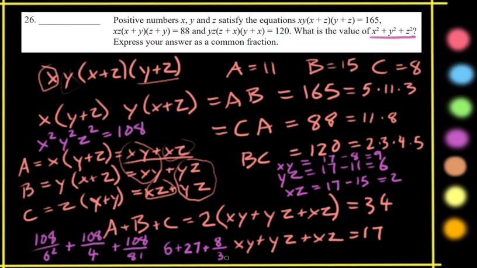33 plus 8/3. So 33 is 99 thirds, and then we add another 8/3. We get 107 thirds. 107 thirds, if I did that right. Oh wait, no, I didn't do that right. This isn't 6 cubed. This was 6 squared times 3, so this should be 3. Yeah, so this is 3, and then did I do this right?